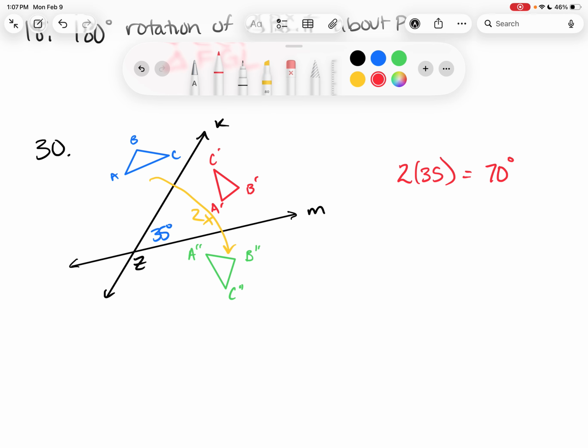So this is reflected over line K to here. This is reflected over line M to here. But the theorem says that the angle of rotation is 2 times x, where x is the measure of the acute or right angle formed by K and M. But that's given that there's a reflection over K and a reflection over M as well, or whatever your lines are. Basically 2 reflections equals 2 times the angle.